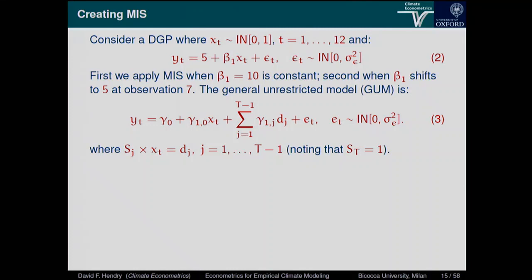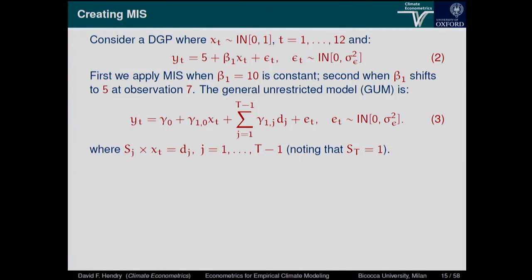So let's set up a very simple DGP. X is mean 0 and variance 1. The variance doesn't matter much. Y is 5 plus beta 1 times x. Beta 1 is 10 in a constant world, but at observation 7, it halves. It shifts from 10 to 5.